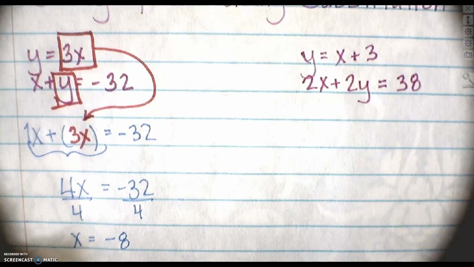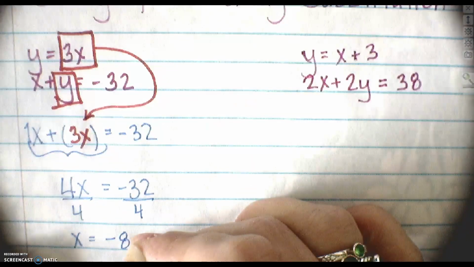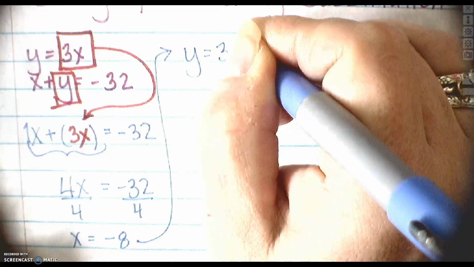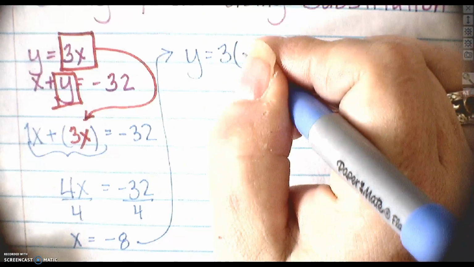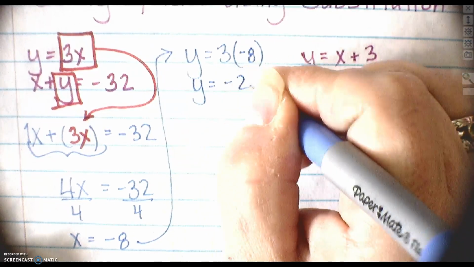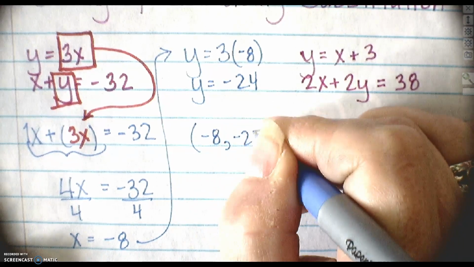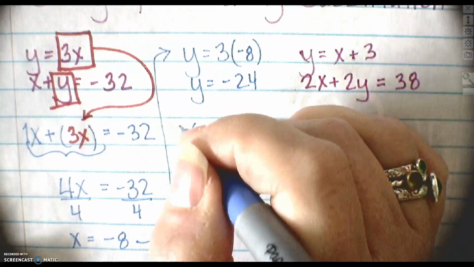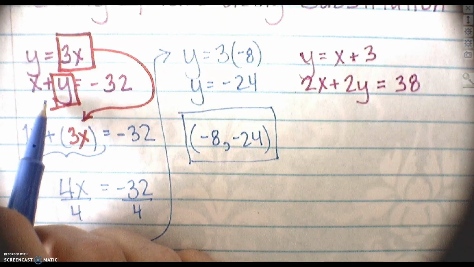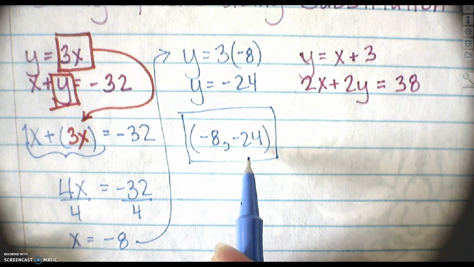Now, we know what x equals, but we don't know what y equals. So we can go back up to the top. y equals 3 times x. We know what x is. x is negative 8. So y equals negative 24. So my ordered pair is negative 8, comma, negative 24. That means that if I graphed this equation and this equation on the same coordinate plane, the two lines would intersect at the point negative 8, comma, negative 24.